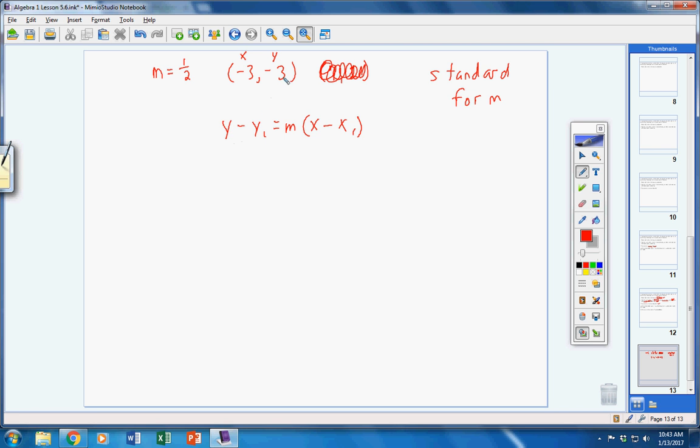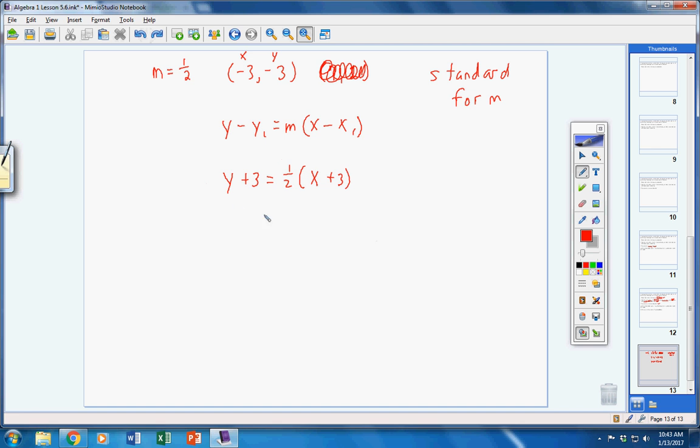y minus a negative 3. y minus a negative 3 is y plus 3. Here's m, positive 1/2. x minus x. x is a negative 3, so x minus a negative 3 is a positive 3. And now, we've written our linear equation. Check, we're finished if that's all I asked you to do. But I'm going to ask you to write it in standard form.